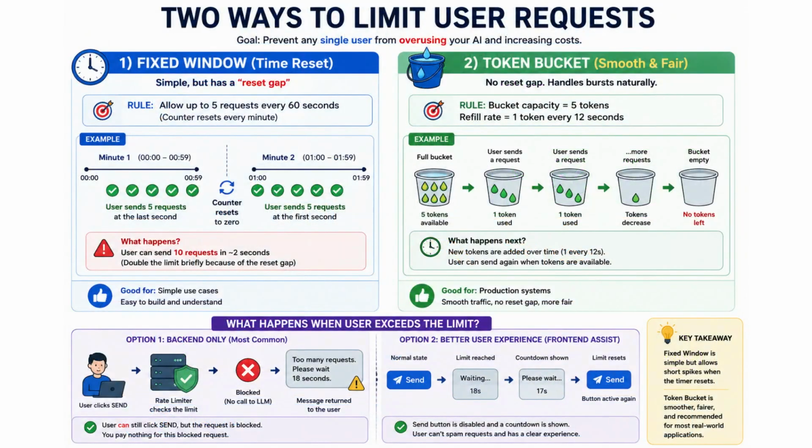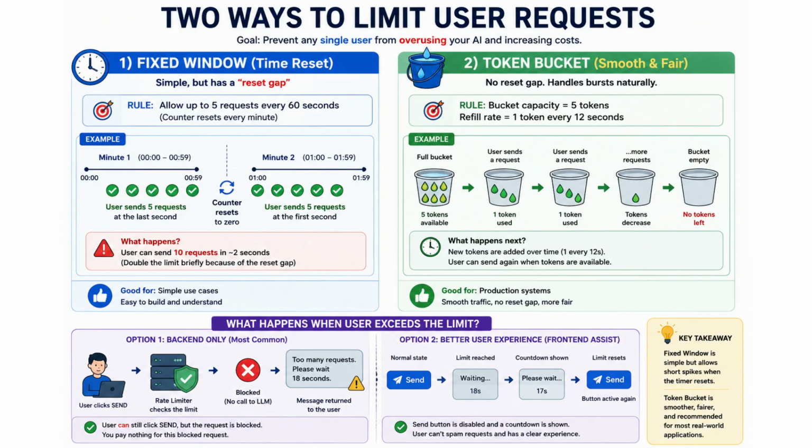There are two common ways to limit how many requests a user can send. The first is called fixed window. It's simple to understand and easy to implement. For example, you can allow up to 5 requests every 60 seconds. Once the 60-second timer expires, the counter resets back to 0, and the user can send requests again. The drawback is the reset gap. If a user sends 5 requests just before the timer resets, and another 5 immediately after, they can briefly send 10 requests in only a couple of seconds.